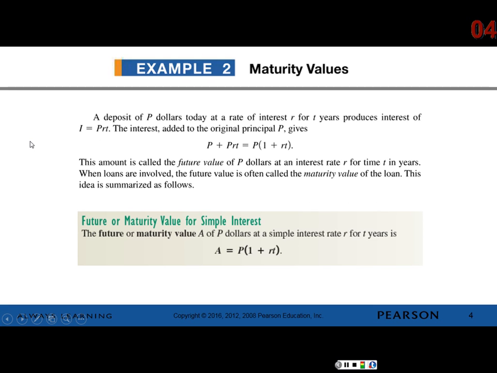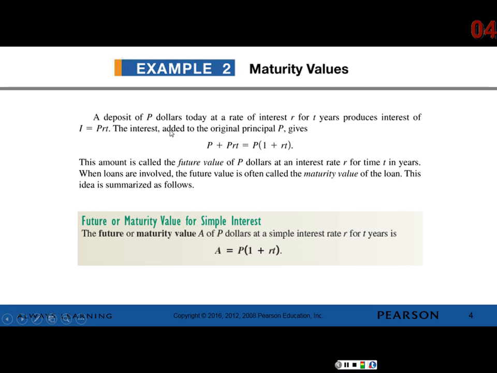Our second example is about maturity values. Maturity means at the end of the loan. The final amount in the loan is oftentimes called the future value. So future value and maturity value mean the same thing. And by saying future value, then you know that means something that happens later, not that happens now.